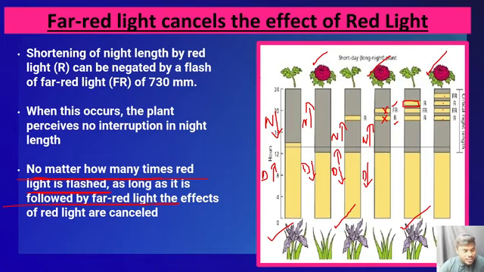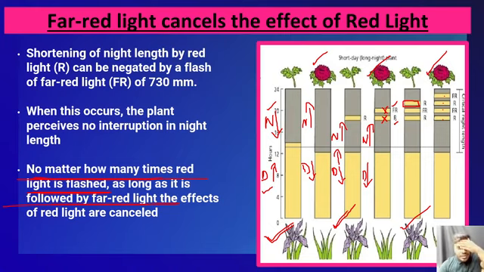Once again, all the students, listen. Whoever did not understand, look into this once again. First condition: day is more, night is less. As a result, the long day plant flowers. In the second condition, night is more, day is less. That's why the short day plant flowers. In the third condition, night is more, day is less. But what I have done is punctured the night length with the red light. That's why night length decreased, day length increased. As a result, the long day plant starts flowering.